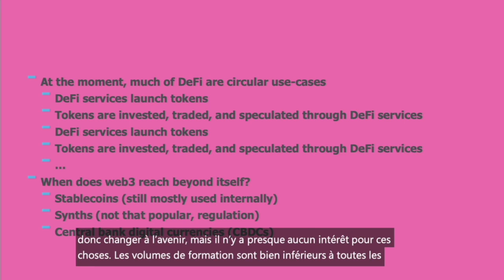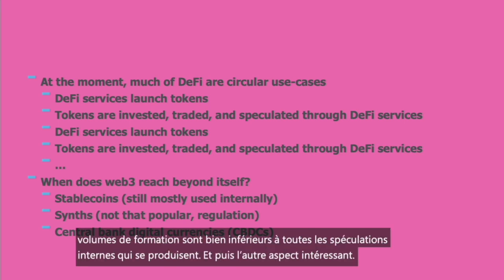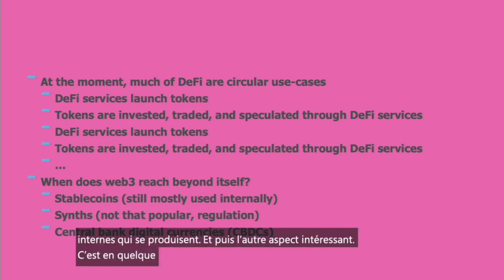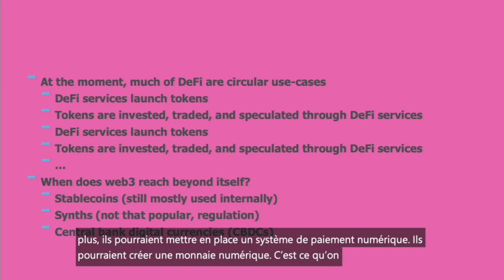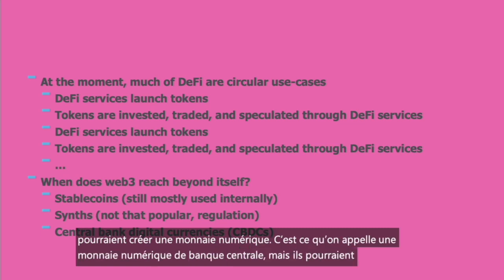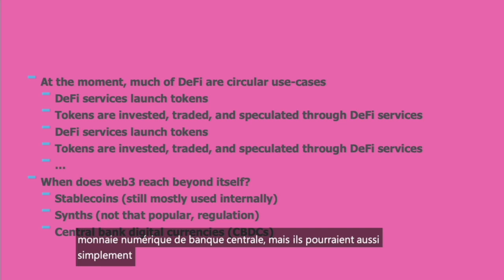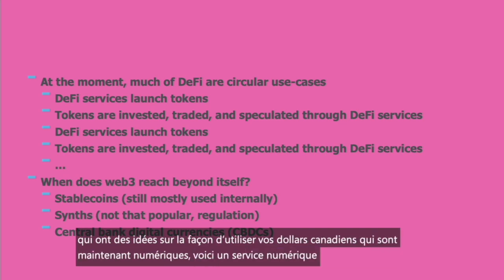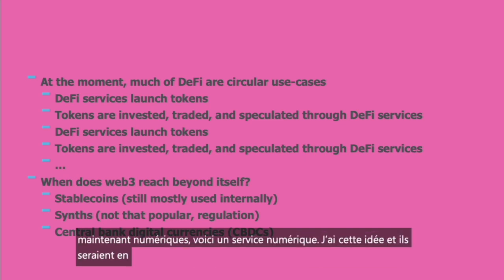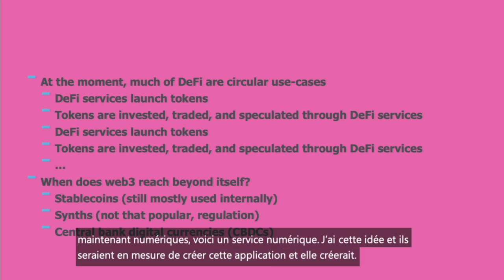The other interesting aspect that's boiling at this point is the idea that maybe the government will do a Web3 equivalent. At most, they might do a payment system that's digital. They might do a currency that's digital, called a central bank digital currency. But they could also provide a whole infrastructure where people who have ideas of how to use your Canadian dollars that are now digital could say, here's a digital service, I have this idea, and they would be able to create this app, and it would run autonomously.